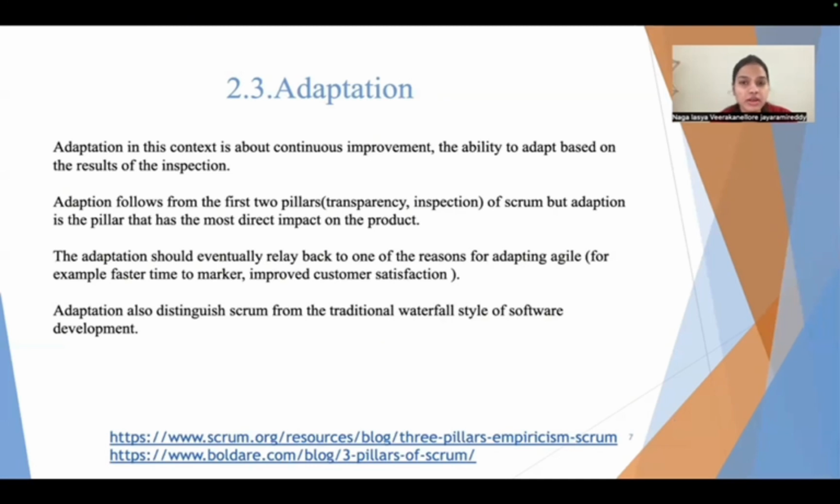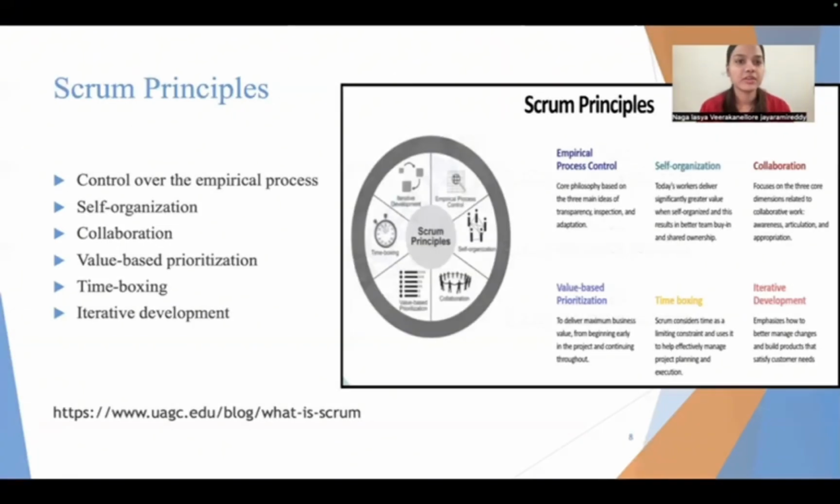Adaptation in this context is about continuous improvement, the ability to adapt based on the result of inspection. It will also distinguish Scrum from the traditional waterfall software development. The adaptation relies on one of the reasons for adopting Agile, for example, improved customer satisfaction and faster time to market. Coming to Scrum principles, there are various Scrum principles.